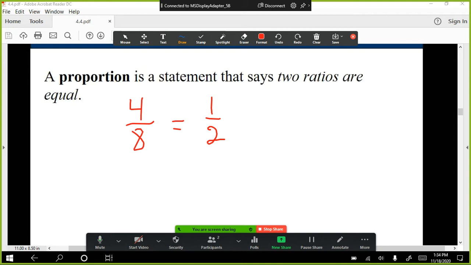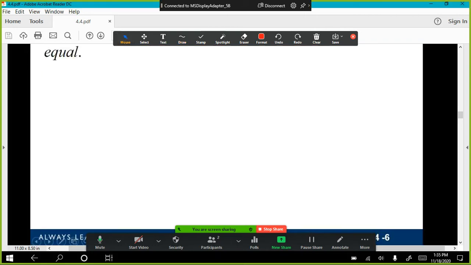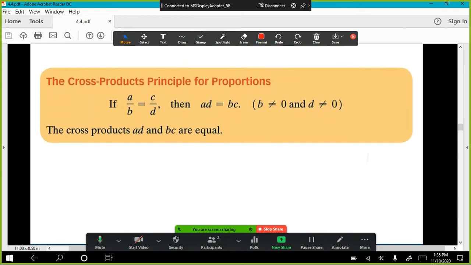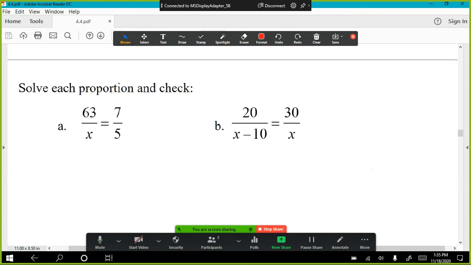And what we also know to be true about proportions is if you multiply their cross products, notice 4 times 2 equals 8 times 1. Cross products are equal in proportions, and that's what we use to solve them. 8 equals 8. Okay? So be aware of that. And that's all that's saying right there, is the cross products are equal.